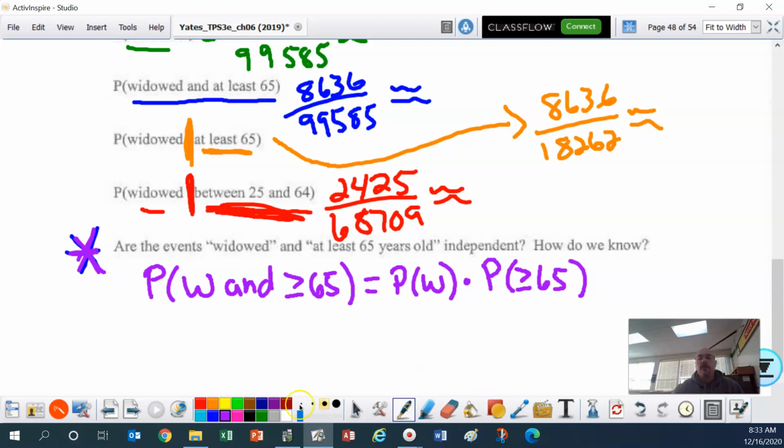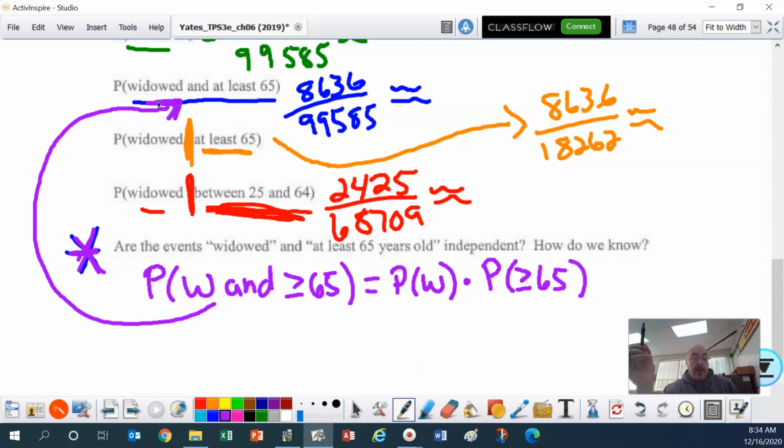Now, let's take a look right up above here, folks. We figured out the probability of widow and at least 65. Let me draw an arrow to that, showing you right here. We didn't actually put the decimal there, so I'm going to need to put it. 8,636 divided by 99,585 is approximately 0.09 when you round it to 2 decimals.